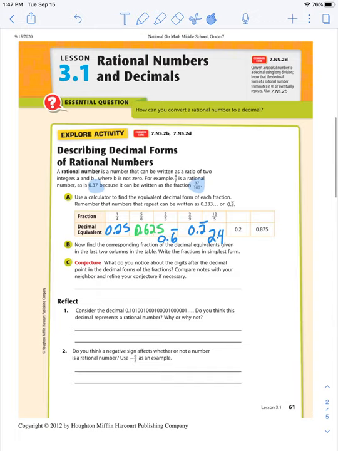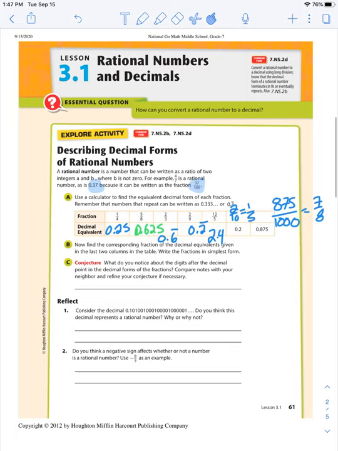Now the last two switch it up on us. We write the fraction equivalent of the decimal. 0.2, if we say it out loud, that's also 2/10. So 2/10 in simplest form is 1/5. And then 0.875, or 875 thousandths, is actually the equivalent of 7/8.